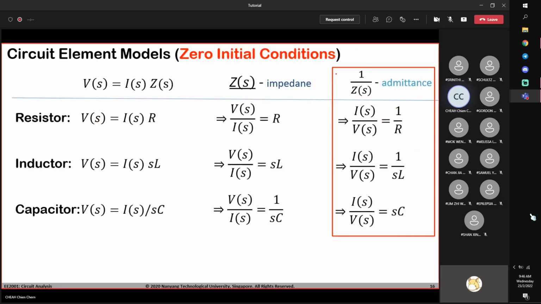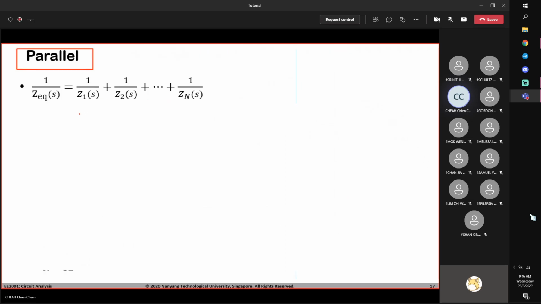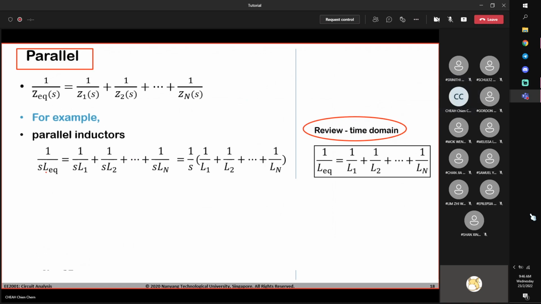As for parallel combinations, remember for parallel combinations of resistors, you add up the conductance. So similarly, for parallel combinations of capacitors and inductors, we add up the admittance, in the sense that if we have parallel combinations of any components, we just add up the inverse of the impedance, which is called admittance. 1 over Z is called admittance. For example, 1 over SL. If you add them up, then you get the equivalent inductors as 1 over L1 plus 1 over L2, for example, for two parallel combination.